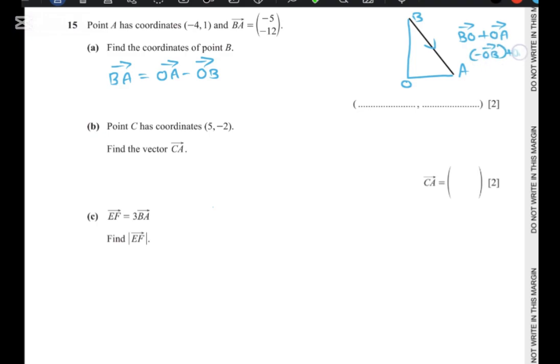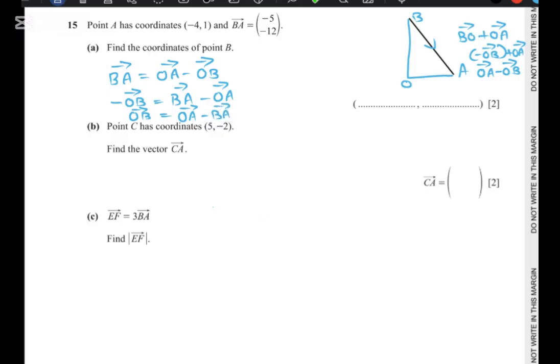Negative OB plus OA will be OA minus OB. That is why we write the vector BA as OA minus OB. So now we need the coordinates of B. We know BA, we know OA. So OB will be equal to, if I do the transposing method, minus OB will be equal to BA minus OA, and if I take positive OB, it will be OA minus BA. That means changing the signs.